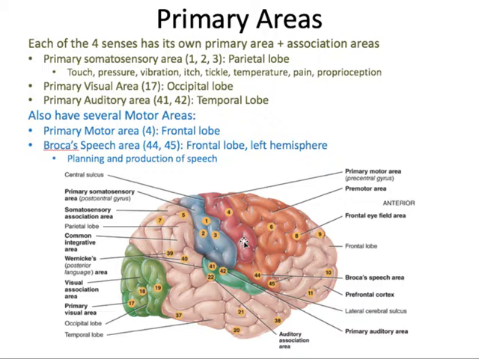We also have something called Broca's speech area. This is also a primary area because this is where production of speech is going to happen. The primary motor area is where the production of motor skeletal motions comes from, and Broca's speech area is where we're going to do some planning, but mostly the production of speech, so the actual motor movements that are associated with speaking.